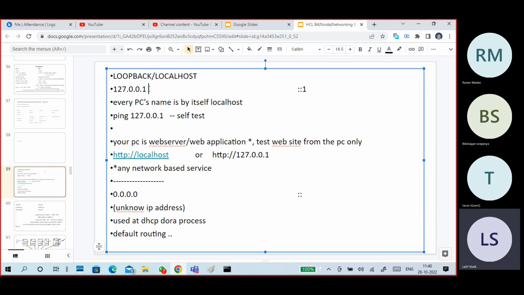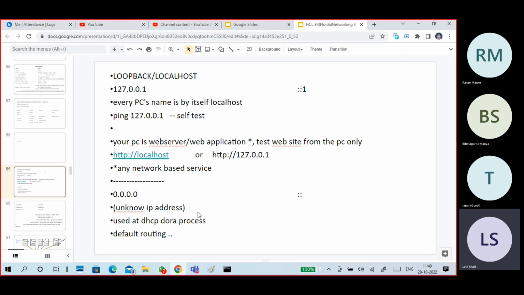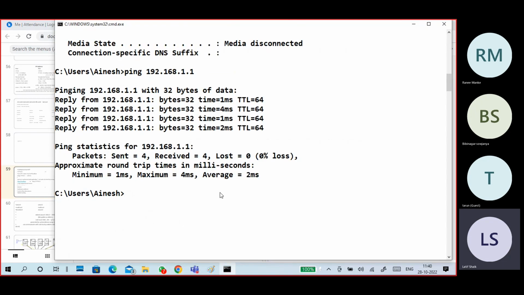In IPv4, we have a loopback or localhost address called 127.0.0.1. I will explain what that is. The loopback or localhost address is 127.0.0.1. Every machine has an IP address for itself, like a self IP address, a localhost.